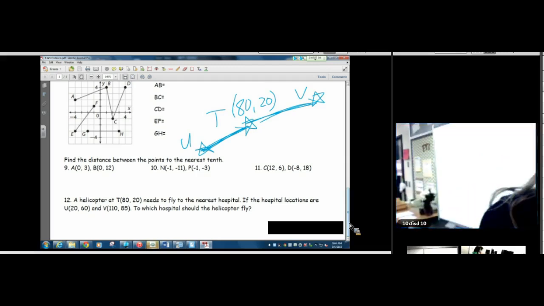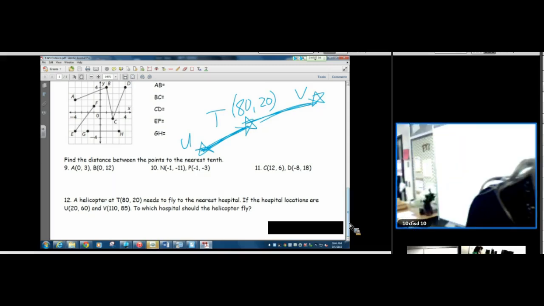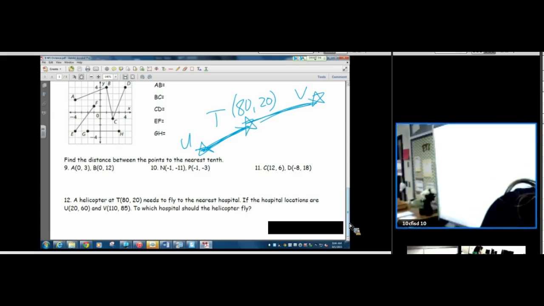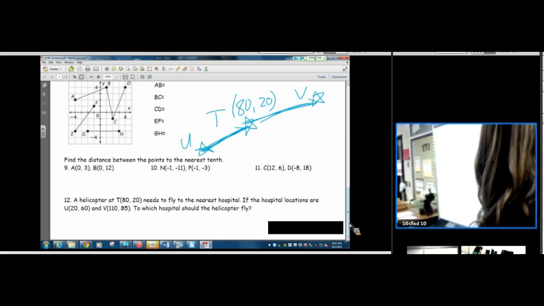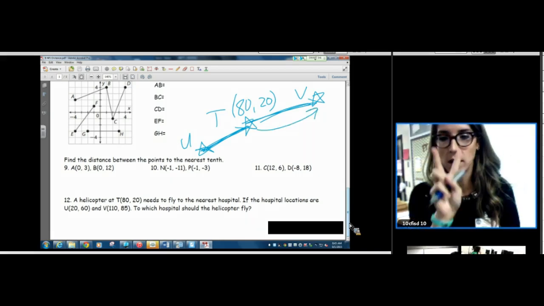So the distance to one of the hospitals was 72. The distance to the other hospital was 71.6. And so you're going to want to go to hospital V because it's a little bit closer. This one was a little bit closer. You had to do the distance formula 2 times.